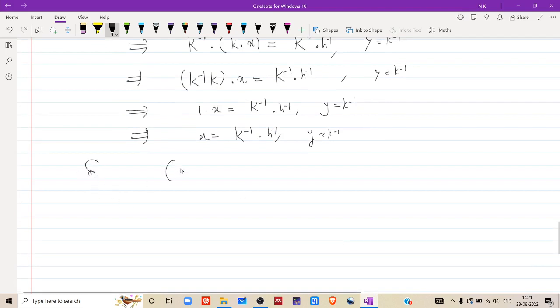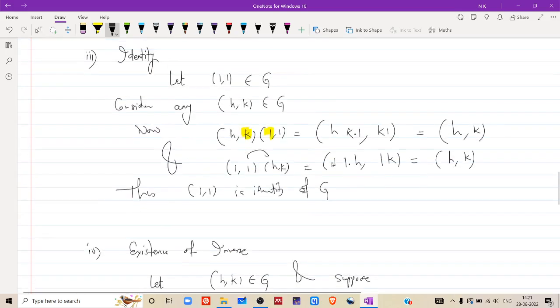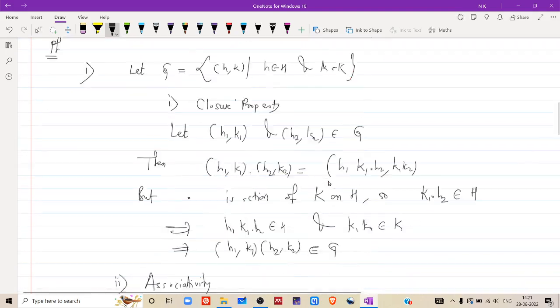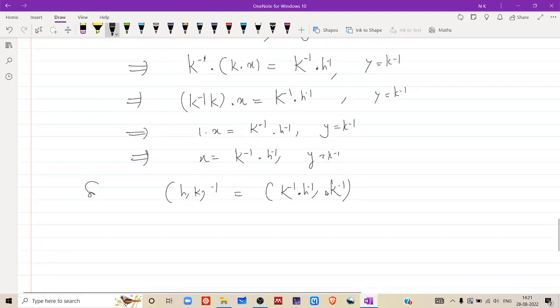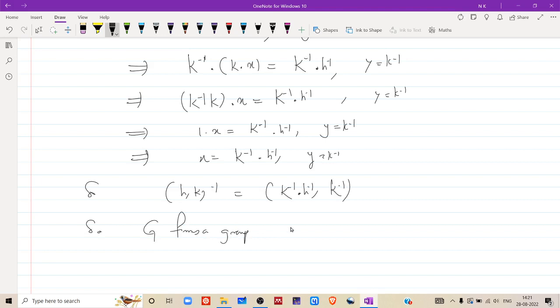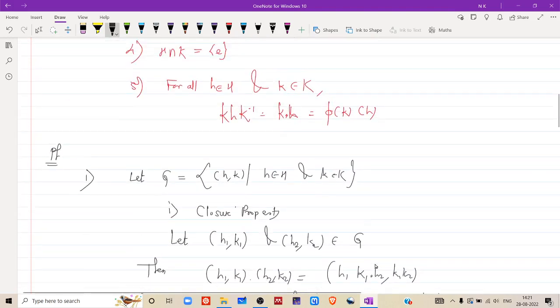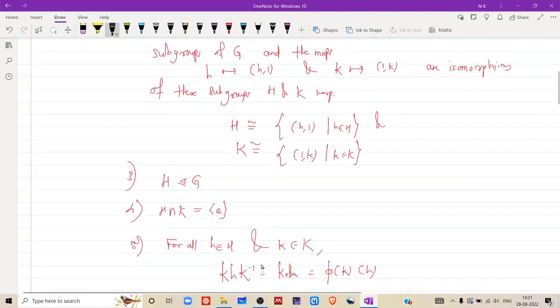So the inverse of h comma k is equal to h inverse comma k inverse. So that will be the inverse of an element, right. So this proves all the properties of a group have been verified here. So we can easily conclude that this particular set forms a group. So G forms a group, and it's the Cartesian product of H and K, and the order of G is equal to the order of H into the order of K. That's quite simple, right. So this completes the first part, that we have proved that G is a group. Okay, fine.